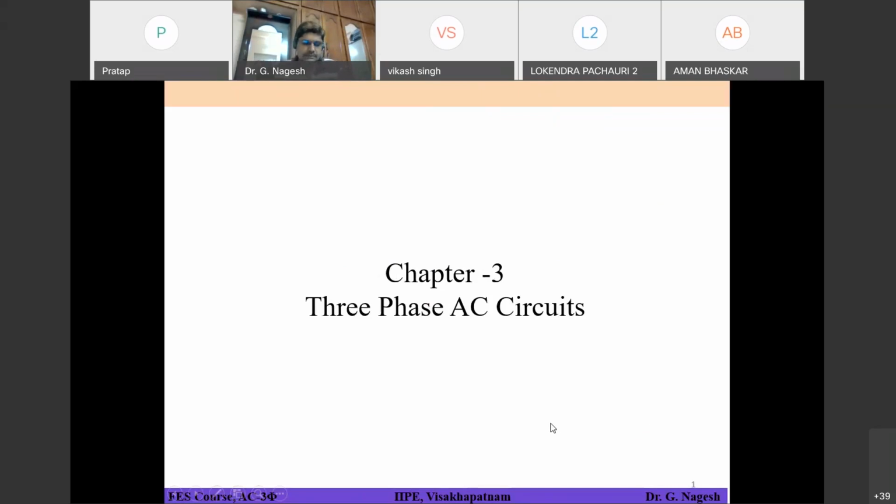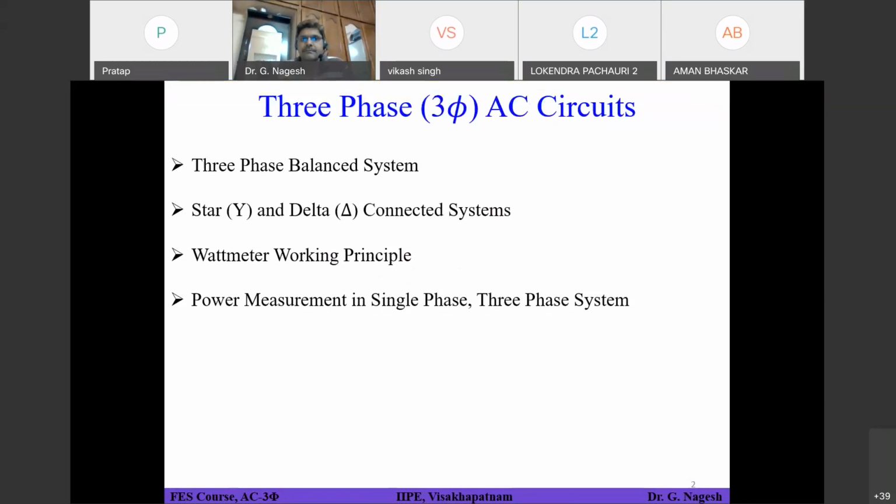This is a small chapter only. This mainly deals with the three-phase AC system. These are the topics we are going to cover in three-phase AC circuits. The three-phase balanced system we will see. Only the balanced system we will discuss. In the balanced system, there are two types, star connected and delta connected. We'll discuss both.